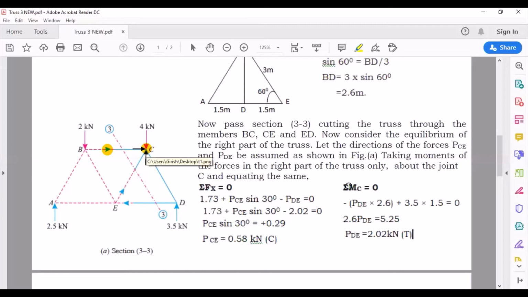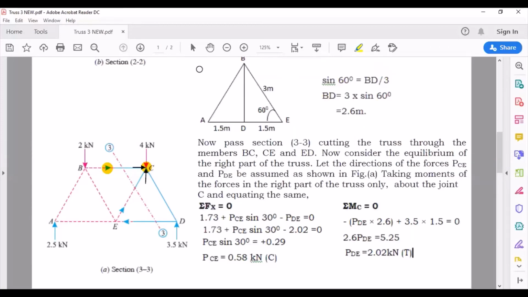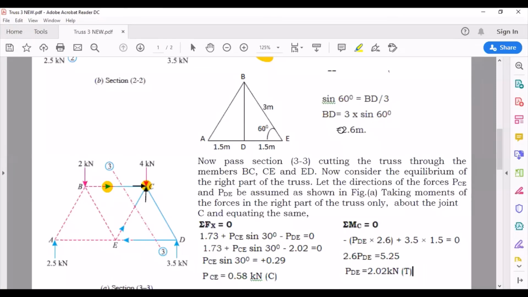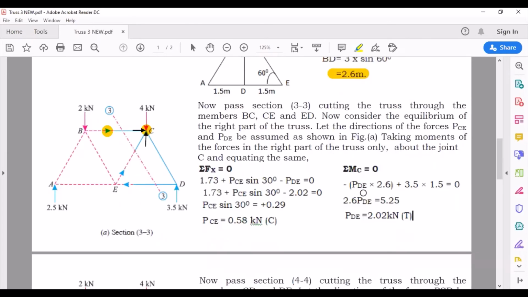Taking moment with respect to point C, you have the member force DE, P_DE, which is horizontal. The distance to be measured is vertical, and that vertical distance we have already calculated in the previous step. The vertical height of the triangle is 2.6 meters, so it is P_DE into 2.6. It is causing an anti-clockwise moment, therefore it is taken with the negative sign.